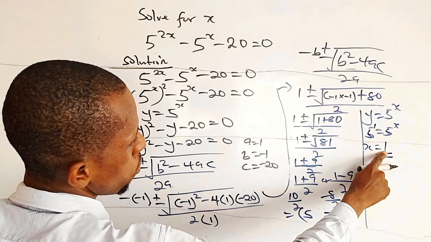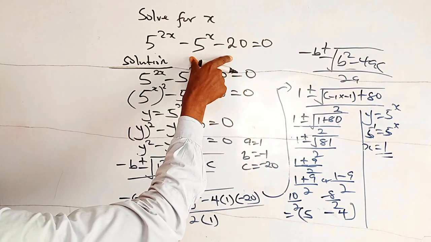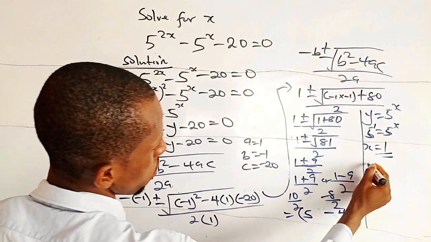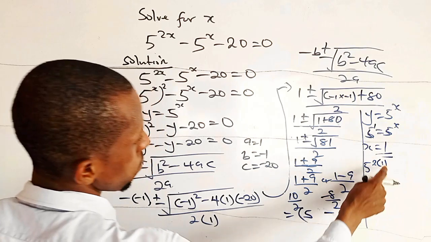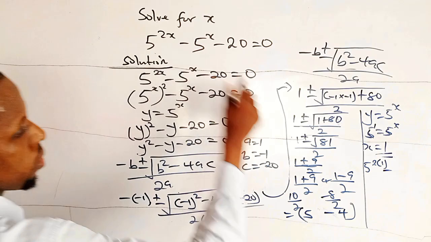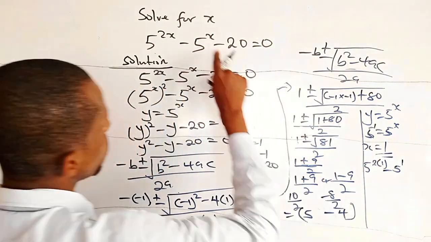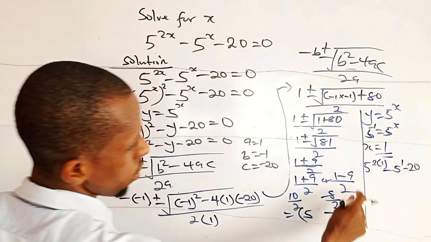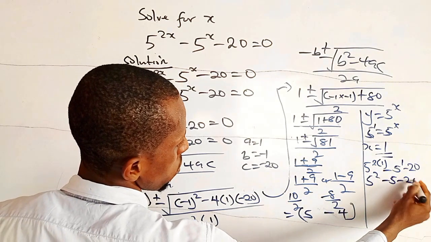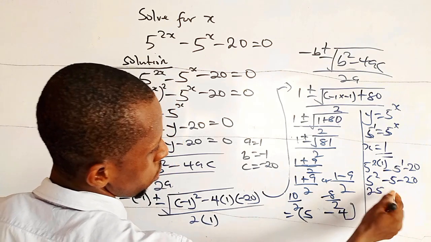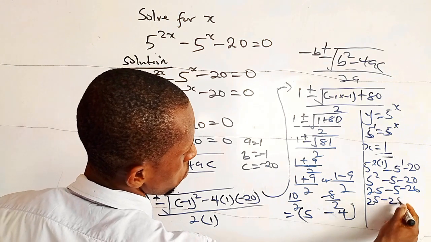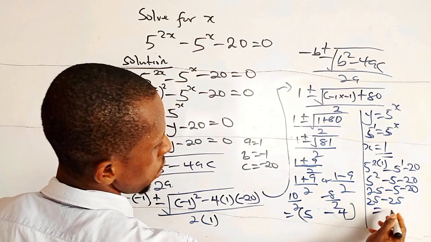By the time we put 1 in this equation, at the end of the day, it should equal 0. So let's try that. We have 5 raised to the power 2x, and for x equals 1, minus 5 raised to the power 1, minus 20. So this is 5 to the power 2, which is 25, minus 5 minus 20. So we have 25 minus 25, and at the end of the day, we have 0.